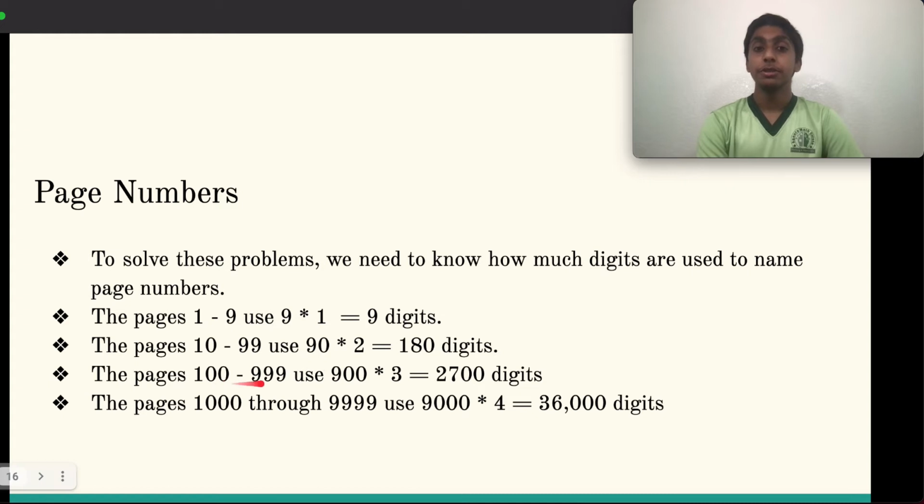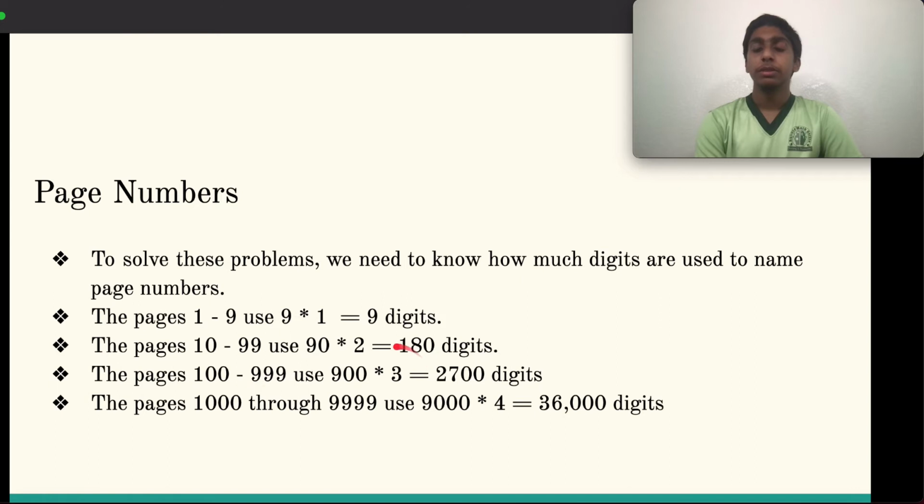The pages 100 to 999 use 900 times 3 digits, which is 2,700 digits. And finally, the pages 1,000 through 9,999 use 9,000 times 4, which is 36,000 digits. Okay, so real quick, what I've essentially done here is I've taken out each page number range and found how many digits are used in each set.